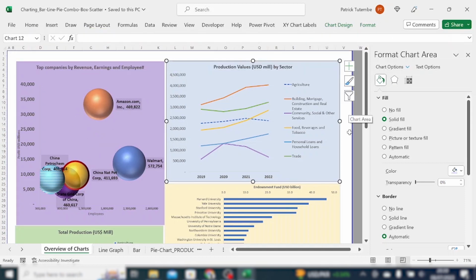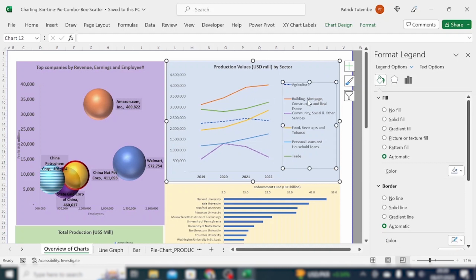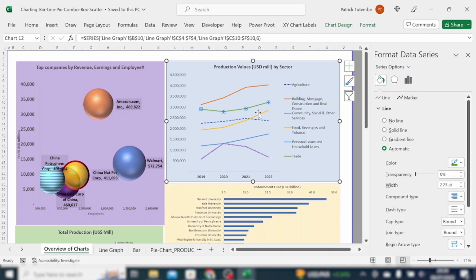Let's now look at the suitability of a line graph. The line graph is suitable for demonstrating trends over time or continuous data. For example, in this line graph of ours, we have a line for each of the different sectors of the economy. And then for each of the sectors, we have a line that shows a trend from 2019 up to 2020.